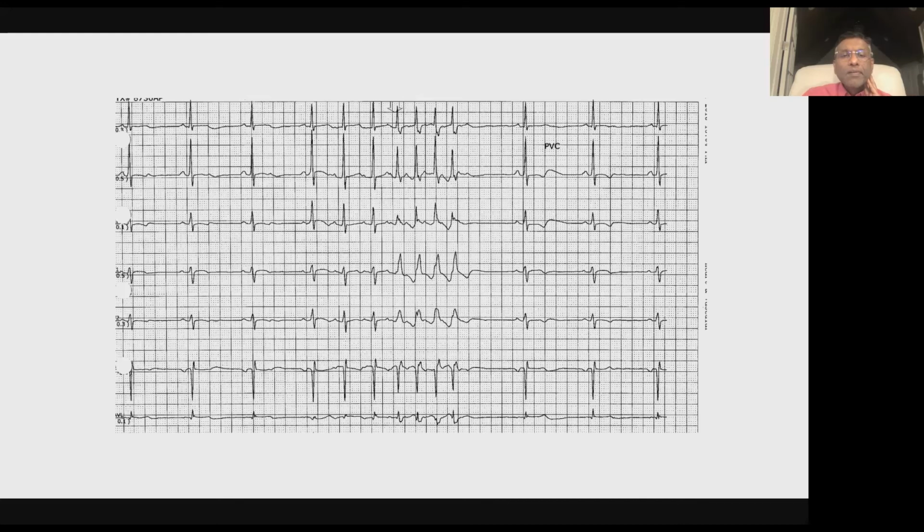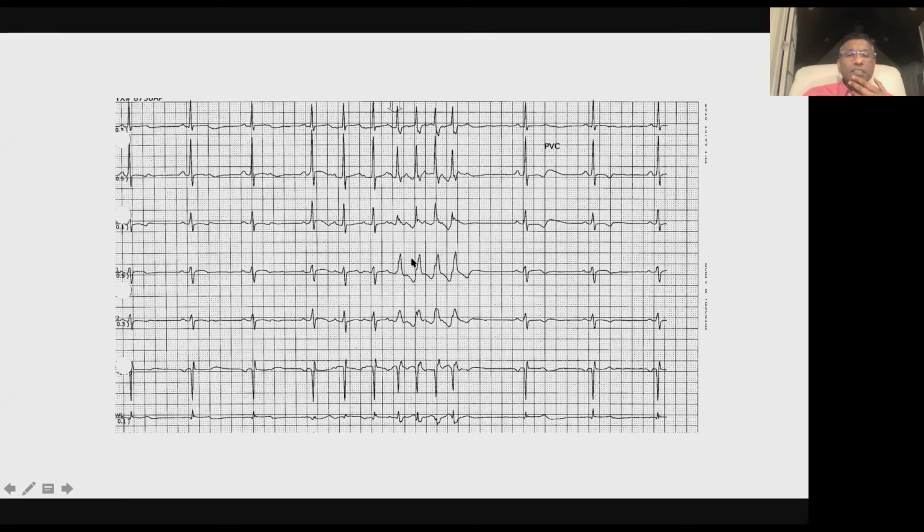In V1, it starts off with a sinus rhythm. Yep. And then towards the middle of the tracing, it becomes a broad complex tachycardia. So is it a short run of VT or a short run of SVT with bundle branch block, is the question. It looks more like a VT.